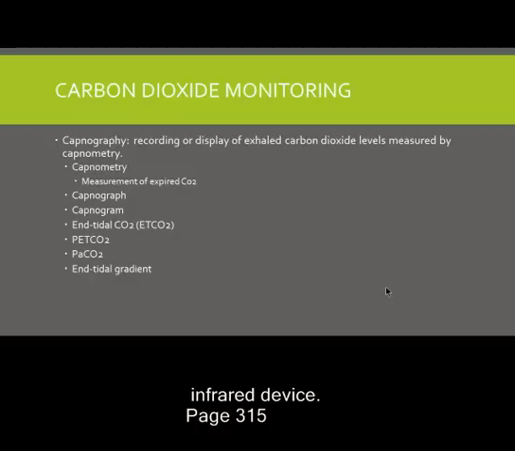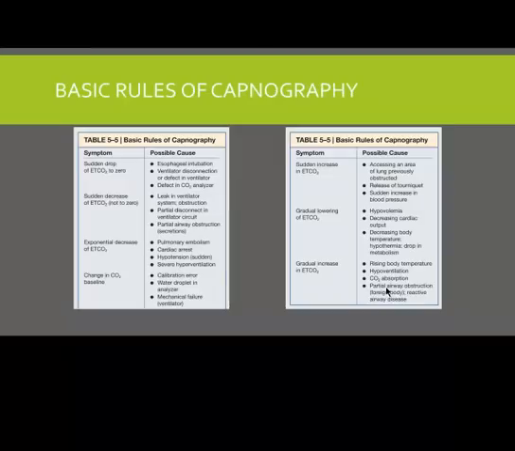End-tidal CO2 is what those are measuring: the fraction of CO2 that is breathed out. Your PETCO2 is going to be your partial pressure of end-tidal CO2. Your PaCO2, that's going to be your partial pressure of arterial CO2. And then the end-tidal gradient, which is going to be the average of the CO2. All right?